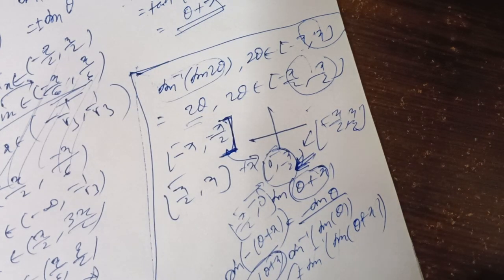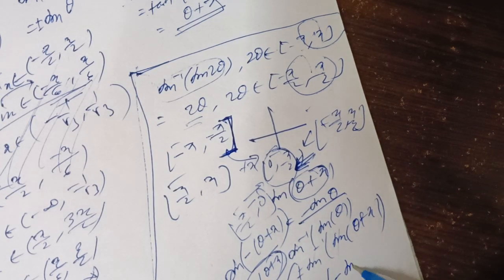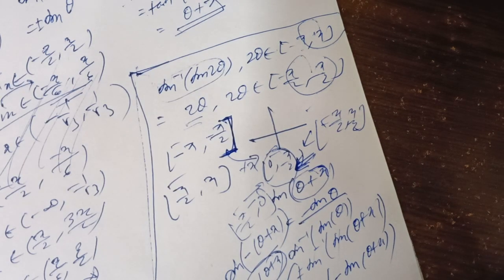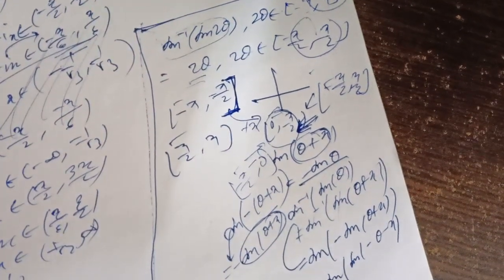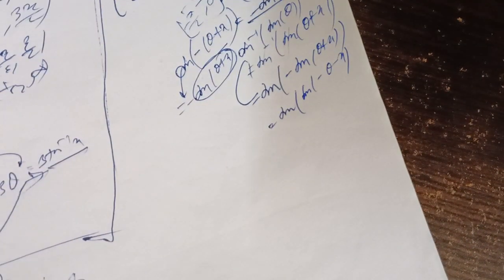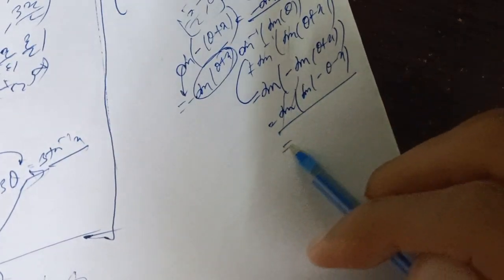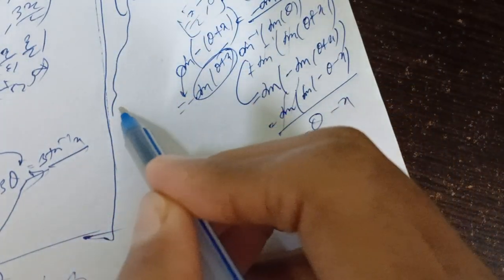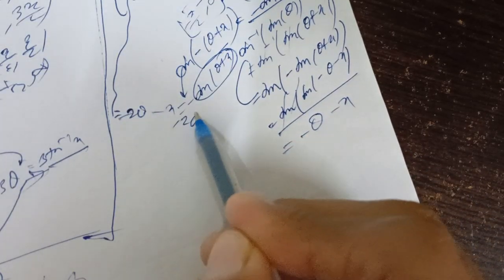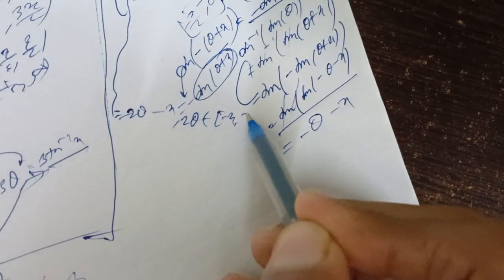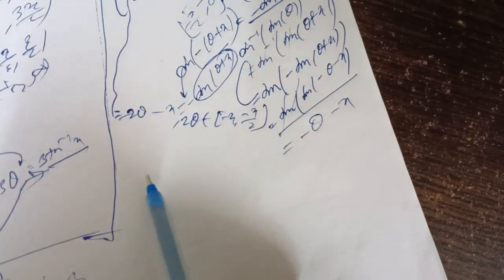Therefore, this is equal to negative of sine theta plus pi, and we can take the negative inside: negative theta, negative pi, right? And this and that we cancel, you're going to get negative theta, negative pi. Therefore, a definition of this is going to be negative 2 theta, negative pi, if 2 theta belongs in the interval negative pi to pi by 2.